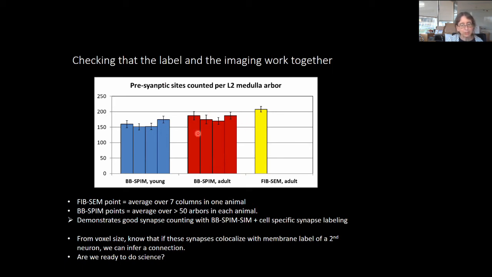And then the exciting thing is that we're also able to, instead of just measuring that in 7 arbors, measure it over 40 or 50 arbors and map how it looks across the optic lobe and show that there are fewer synapses for young flies. But basically the message is that this demonstrates good synapse counting for this combination of the BB-SPIM SIM and the cell-specific synapse labeling system that we're using. And you don't know that until you measure it. And then we know from the voxel size that if these synapses co-localize with the membrane label of a second neuron, we can infer a connection with pretty good confidence.